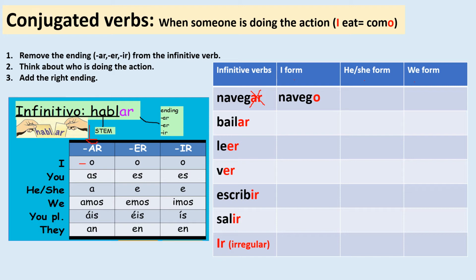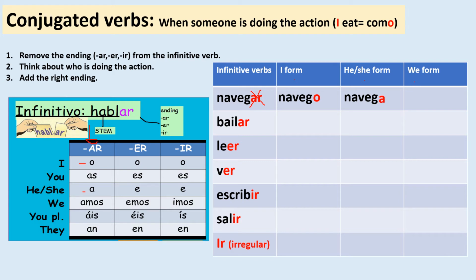Let's do the same for the he or she form. So I remove the AR, and I'm left with naveg. So now I'm going to the AR column, and I'm gonna find the he or she form ending, which is A. And I'm gonna add it to my stem, naveg, and I'm left with navega. So he or she navigates as navega.